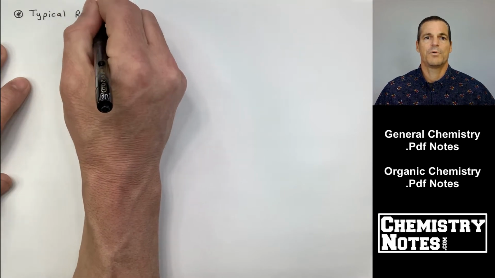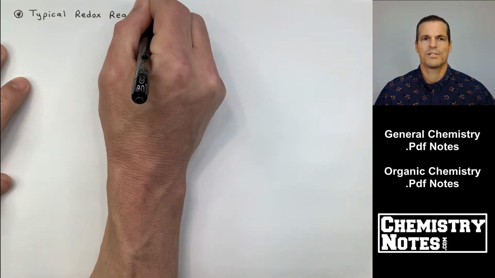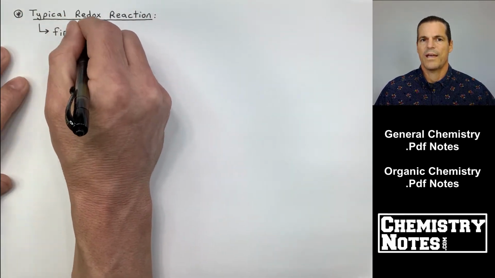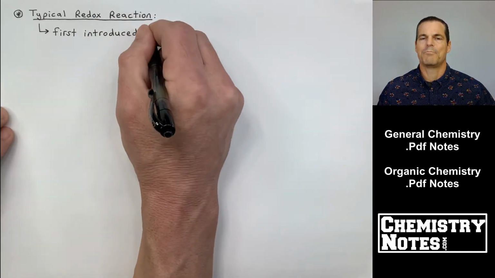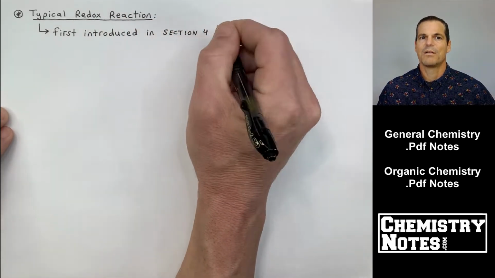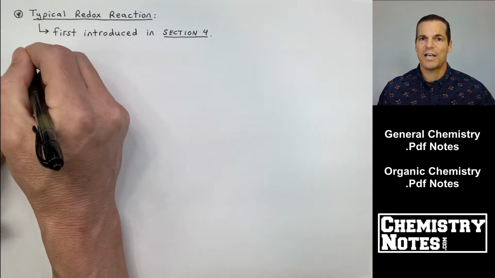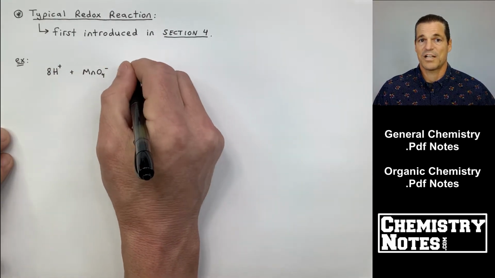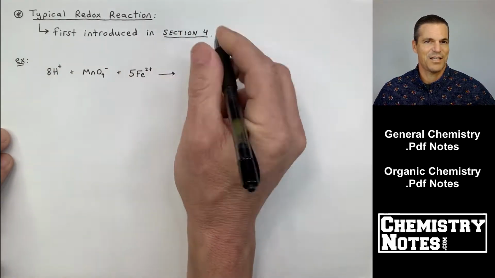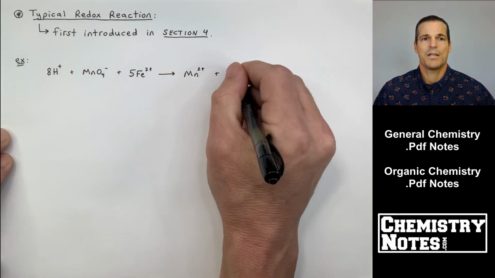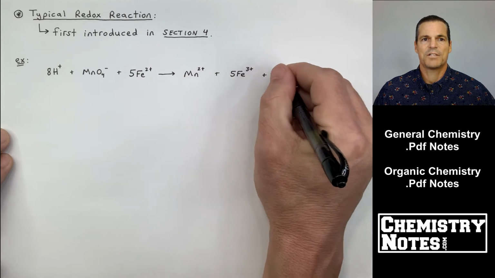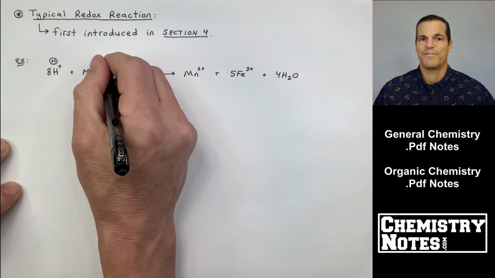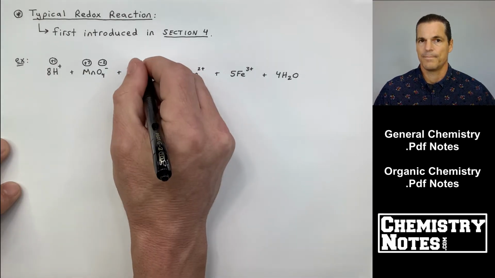All right, so let's move to the top of page 2 of today's notes, and let's break down a typical redox reaction. We'll have a better approach later on, but for right now, let's just take a bird's eye view. We first introduced redox reactions in section 4 when we were talking about oxidation states and how to assign oxidation numbers. Here is a typical redox reaction: 8H+ + MnO4- + 5Fe2+ yields Mn2+ + 5Fe3+ + 4H2O.